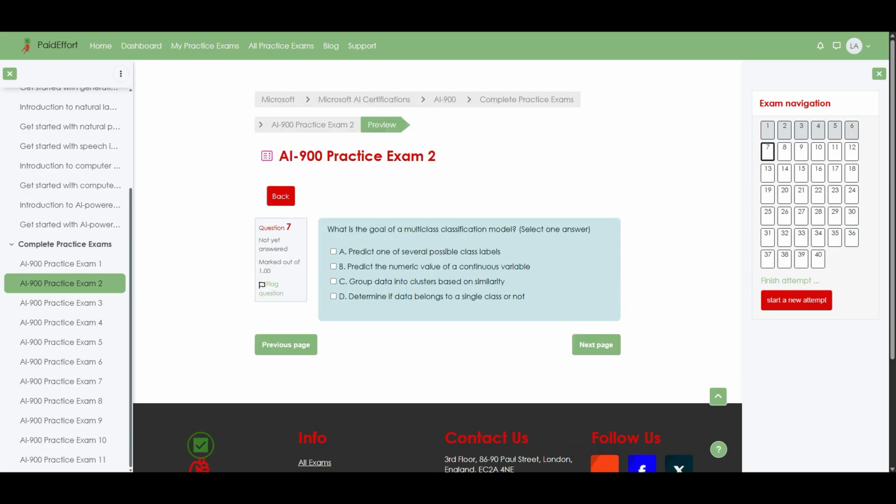What is the goal of a multi-class classification model? Select one answer. A. Predict one of several possible class labels. B. Predict the numeric value of a continuous variable. C. Group data into clusters based on similarity. D. Determine if data belongs to a single class or not. The correct answer is A. Predict one of several possible class labels. Let's walk through why this is the correct choice. Multi-class classification is designed to predict a single label from 3 or more possible categories. For example, classifying a photo as a cat, dog, or bird is a multi-class problem because the model must choose one from several defined labels.